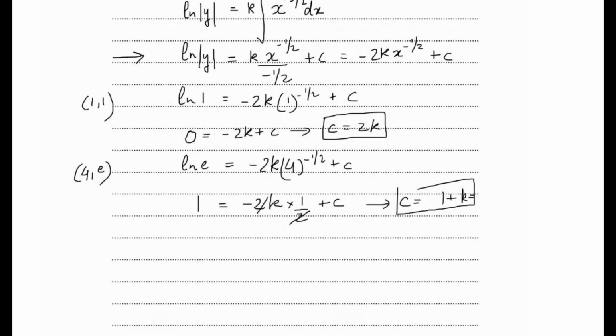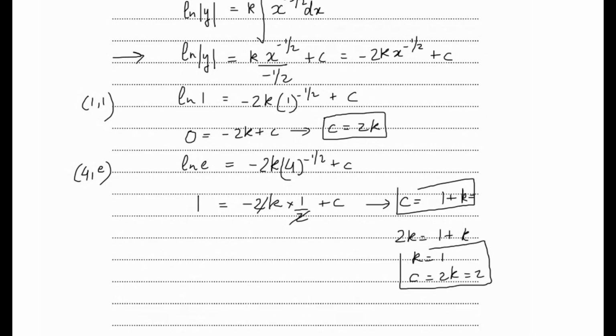So now we have two equations with c and k. We just solve them as simultaneous equations. I'm replacing c here with 2k. So 2k is equal to 1 plus k. K is equal to 1. And c is 2k, which is 2.